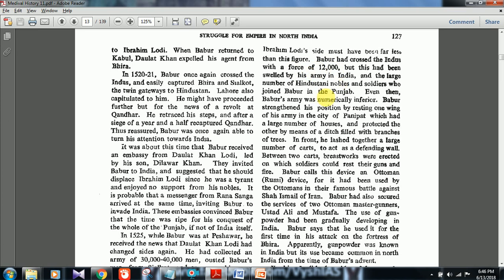Nothing much important. They are coming with a lot of elephants and horses and all these things, and they are fighting with each other. Then I'll just go to details here.